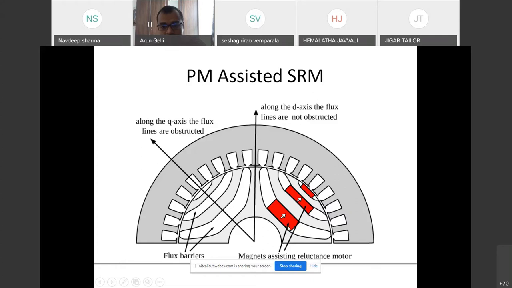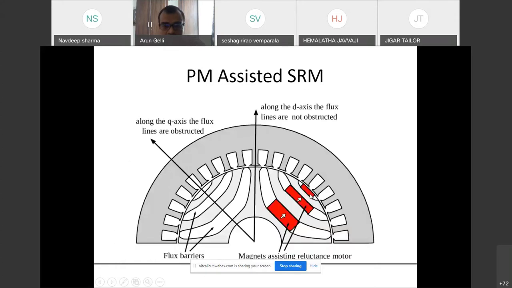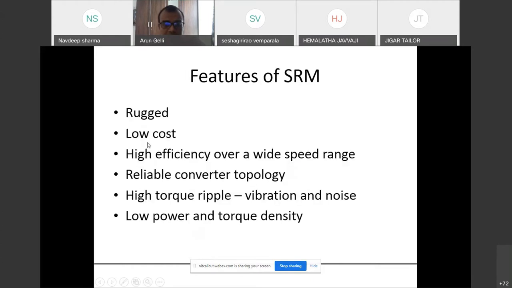If you insert a magnet, then the flux will be further multiplied or magnified, and you get a better flux. The advantage with the SRM is that it is rugged and low cost. Even without the permanent magnet, as you can see, the flux can go into the rotor by using this rotor core structure, and that will aid cost. These are low cost and high efficiency over a wide speed range.